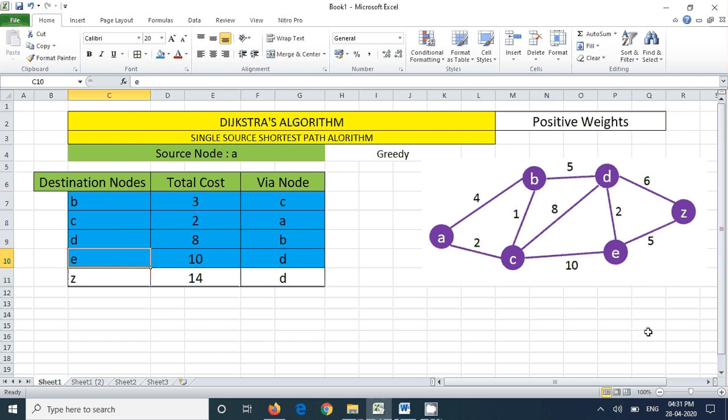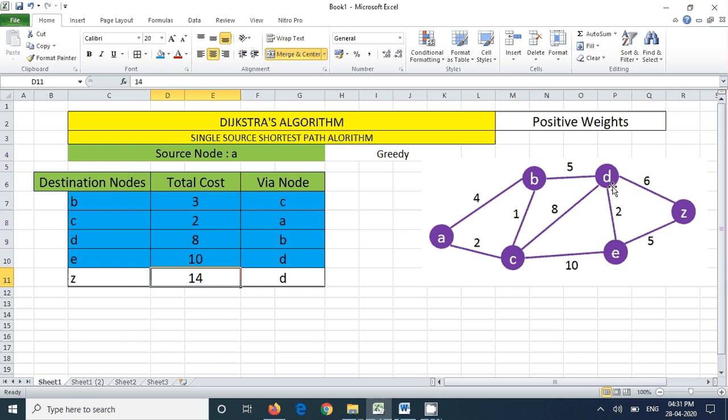Now the recently added is E, so we are scanning from E. E to Z is 5. A to E is 10, E to Z is 5, so A to Z is 15. But 15 is more than 14, so you should not replace this value. E goes to Z, there is no need to replace.